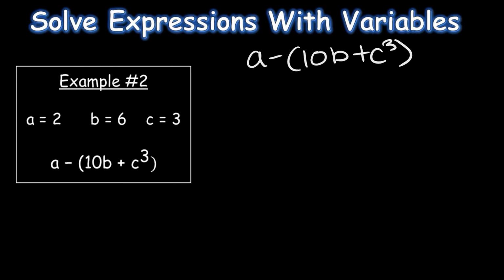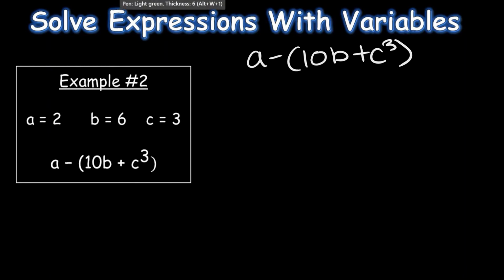For our second example, we have a equals 2, b equals 6, and c equals 3 for the expression a minus, in parentheses, 10b plus c to the third power. So we have our expression written out over here. Now all we have to do is plug in our values for a, b, and c. So let's go ahead and do that.